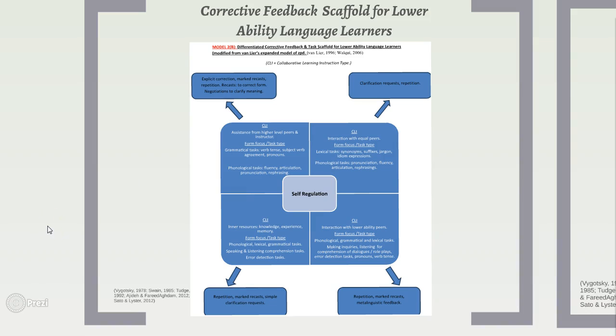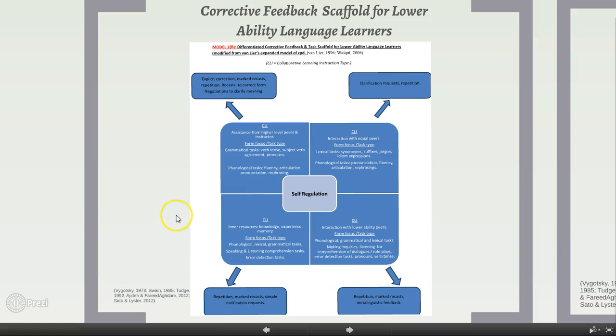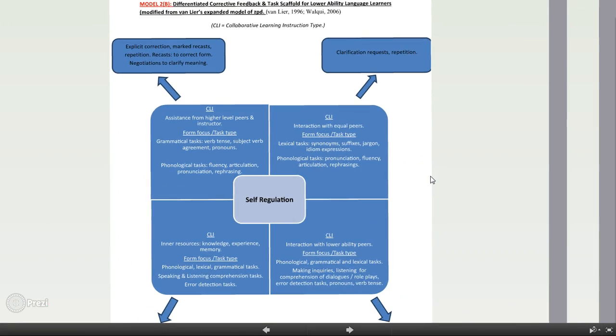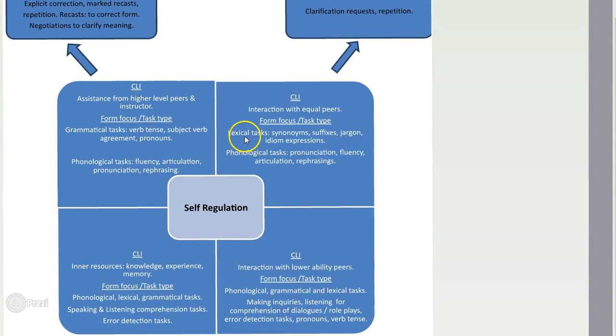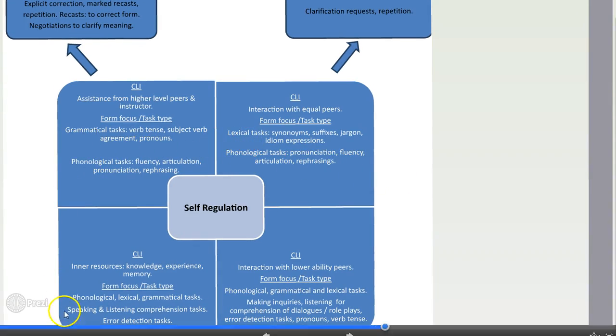Alright, so these are the actual scaffolds, and this one is for your lower ability language learners. This model extends on Van Leer's expanded model of the ZPD by placing different language forms and task types into each sector, then providing selections of corrective feedback that might be most effective for lower ability learners.